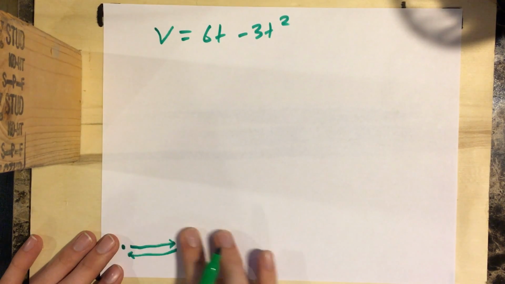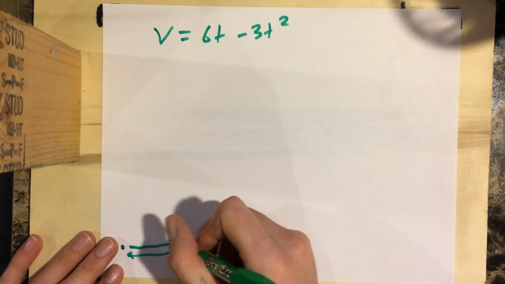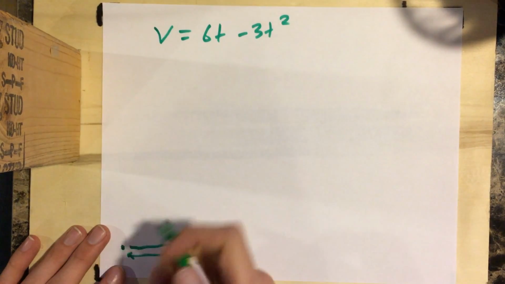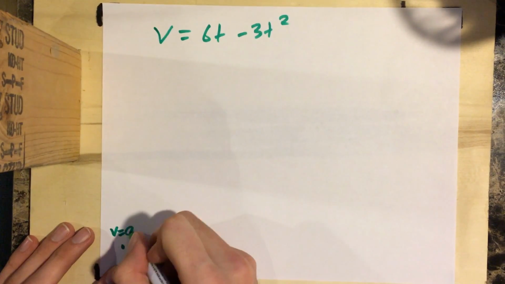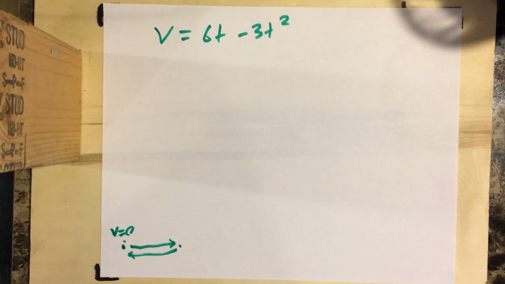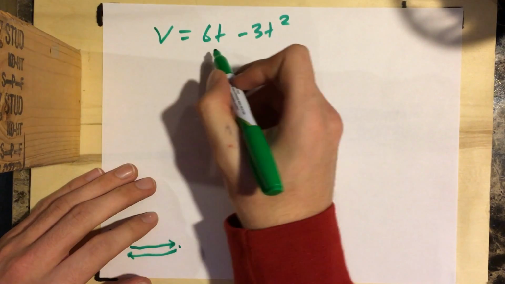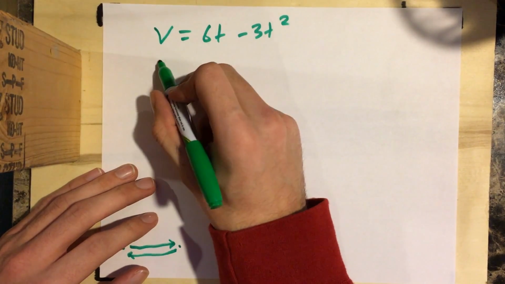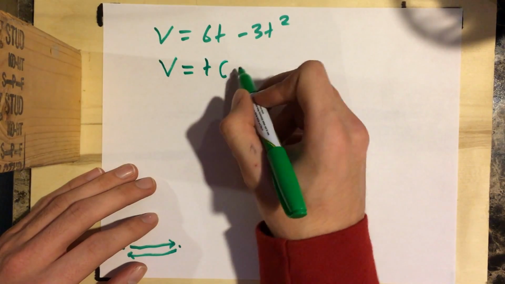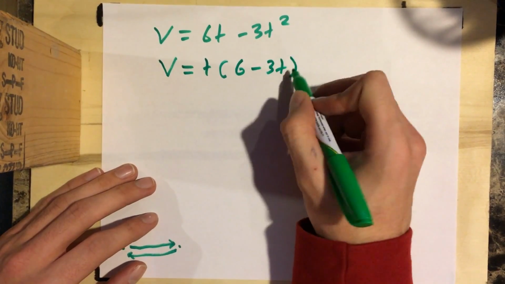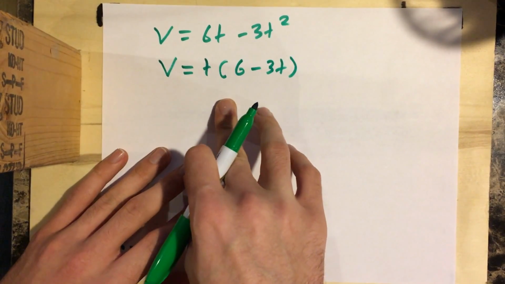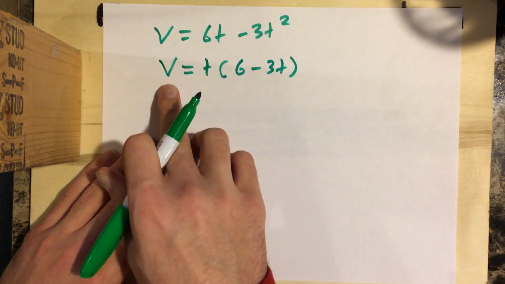In order to figure out how far it goes, we need to find out at which positions it stops. We know that it doesn't move at all when v is equal to 0. We know that v is equal to 0 here, when it stops. So if we do some algebra and factor out a t, we get v is equal to t times (6 minus 3t). Now this is the same equation, just factored a little differently. That way we can find out where v is equal to 0.